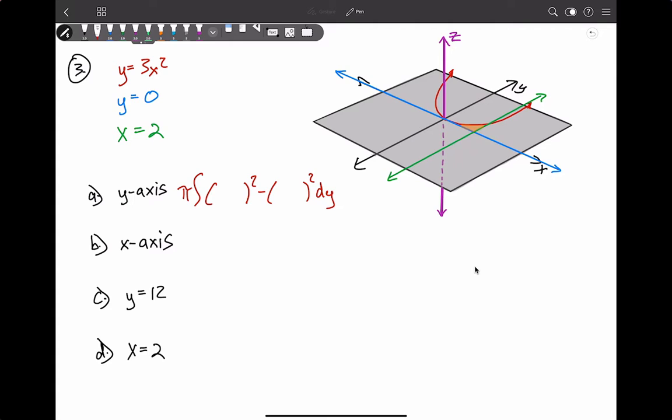Now, if we wanted to revolve it about the x-axis, this would come out of your page and go underneath. And notice that these slices are parallel with the y-axis. So these are vertical slices, so they're going to be dx over here for part B.